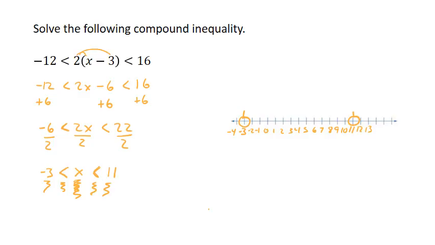It looks like this is going to be an AND compound inequality because the arrows are pointing towards each other, which indicates that the only solutions are the values of x that are greater than negative 3 and less than 11. Anything out here and anything out here won't make this compound inequality true. If we want to satisfy both of the inequalities, the value of x must be between negative 3 and 11.